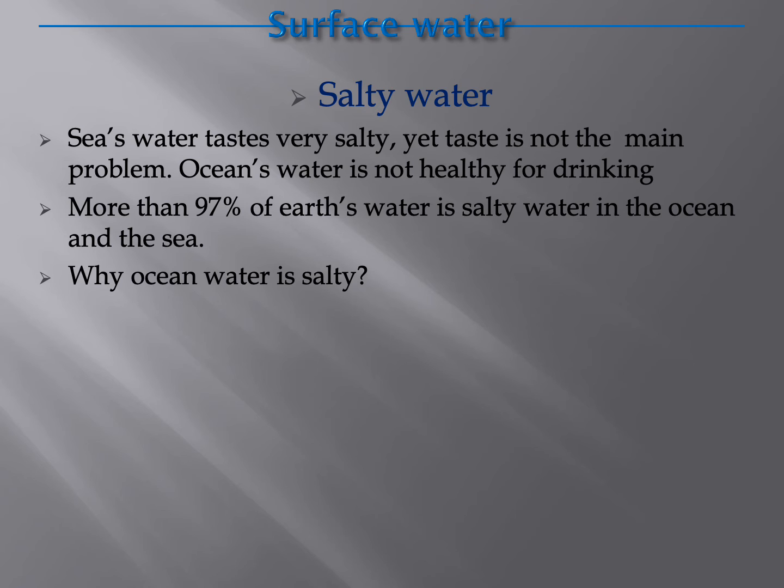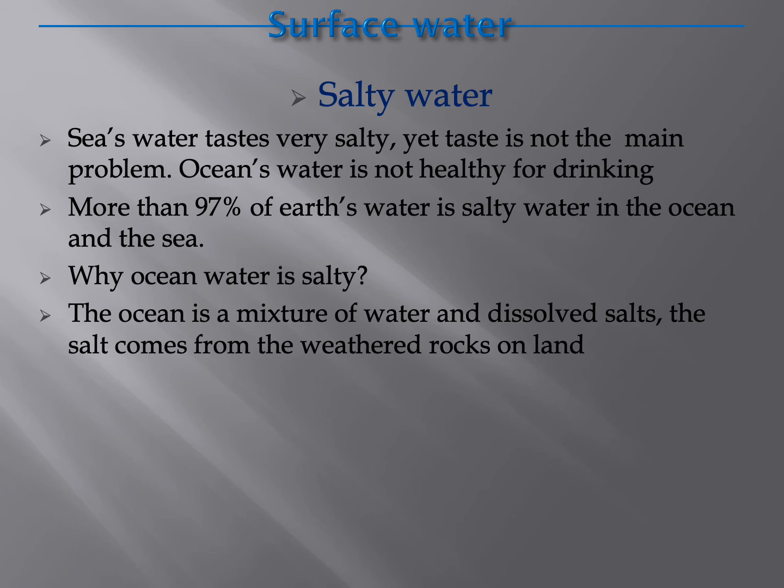Now, why is ocean water salty? With this we'll explain why the ocean's water is not drinkable. The ocean is a mixture of water and dissolved salts. The salt comes from weathering of rocks on land, so mainly ocean water is not healthy because of the salt in it that comes from the weathering, when the waves break the rocks into small pieces.